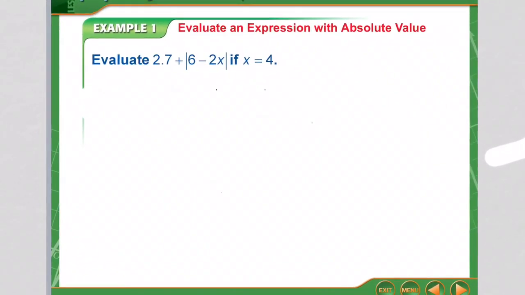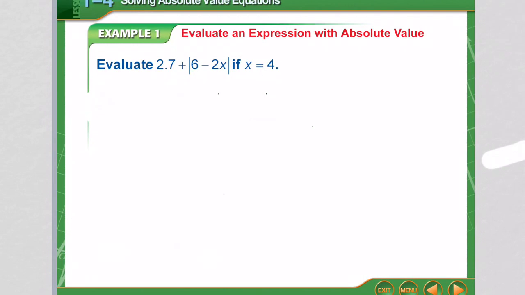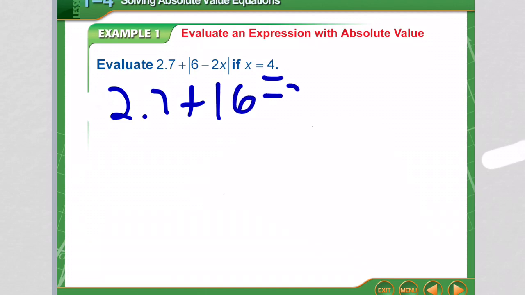So let's go on. Absolute value, remember, takes the sign off of a number. So here we need to plug in the 4 for x. So when we work with an absolute value, the absolute values work like parentheses. So we need to do what's inside the parentheses first.